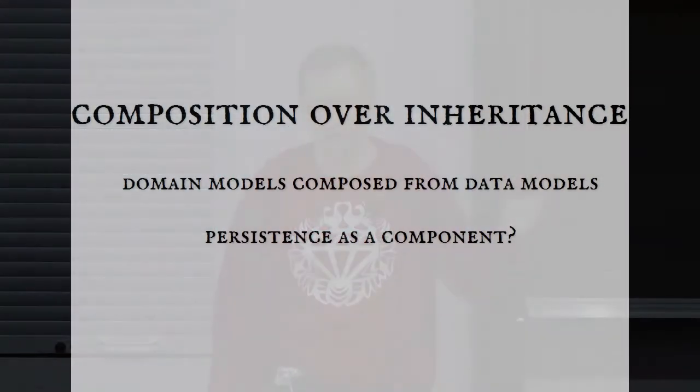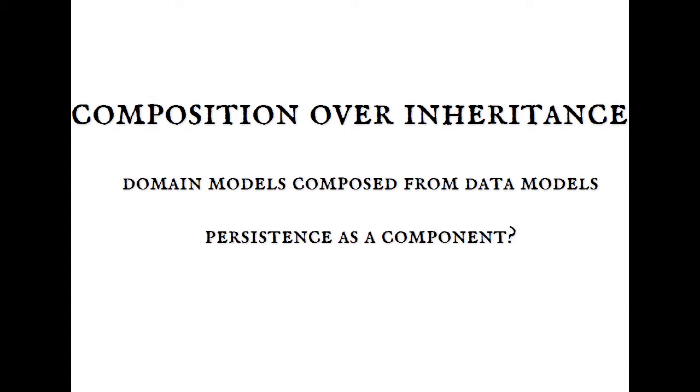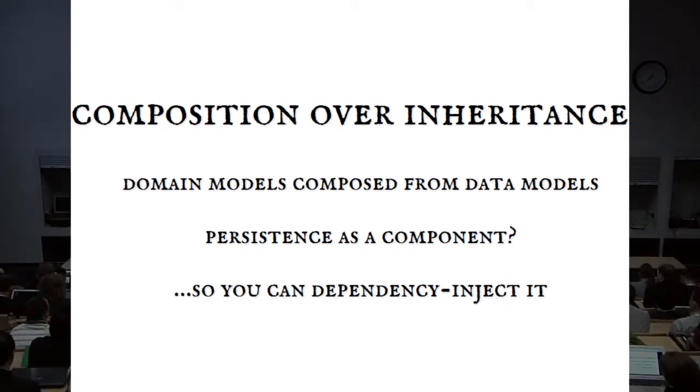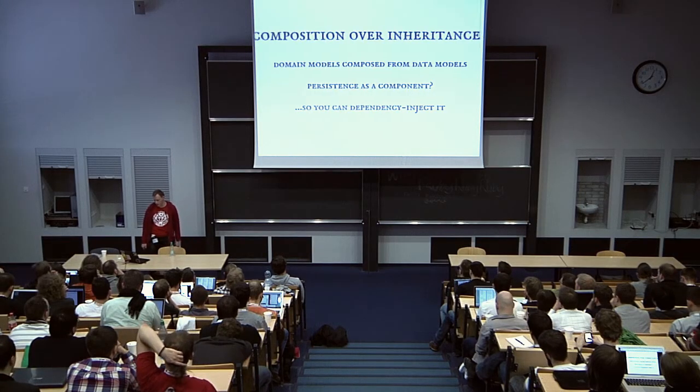So domain models compose from data models. Persistence could be a component that is injected like that. You can inject something that has a save method and expose it through forwardable. And yeah, so you can dependency inject it. It's easier to test this stuff when it's partitioned.